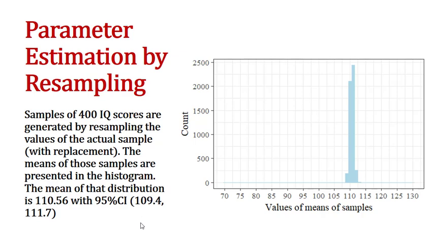Okay, so these are the three parameter estimation approaches. Basically, we estimate the mean of the population from which the sample came from, and we do it with a point estimate and with the interval estimate.